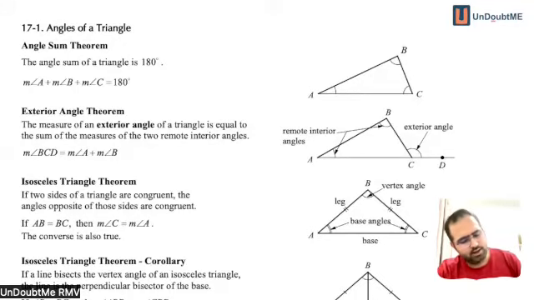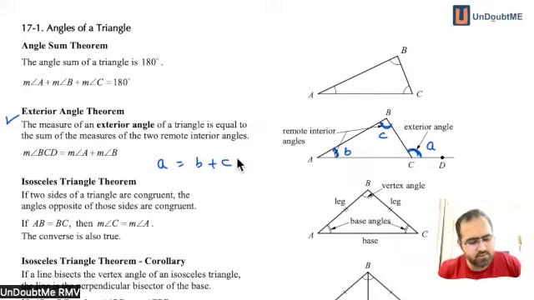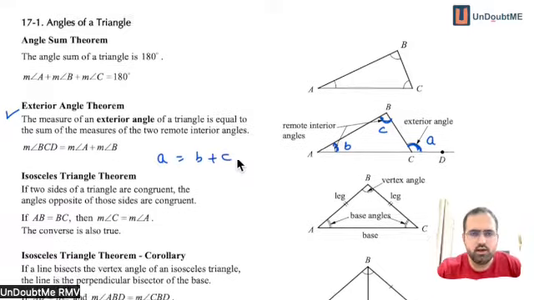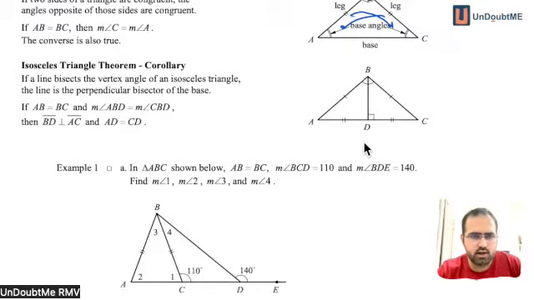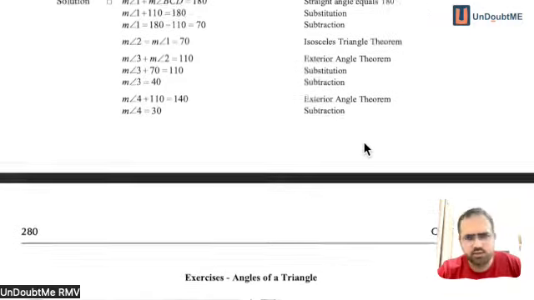Okay. The first one is the exterior angle theorem. In the exterior angle theorem, you should just know that the exterior angle is equal to the sum of the interior opposite angles. So if this is A, and these are B and C, then A is equal to B plus C. If it is an isosceles triangle, then the angles opposite to equal sides are always equal. Okay. And the rest is fine.